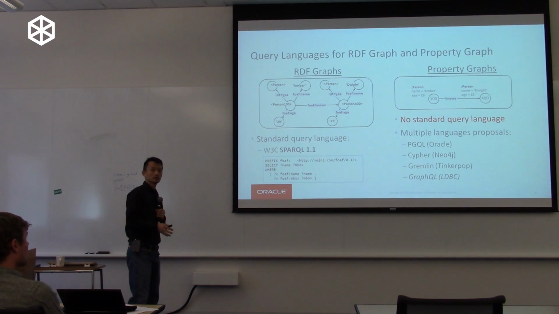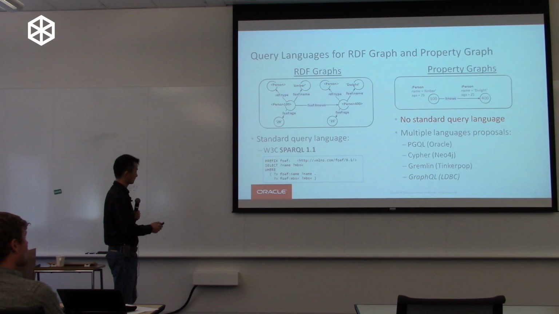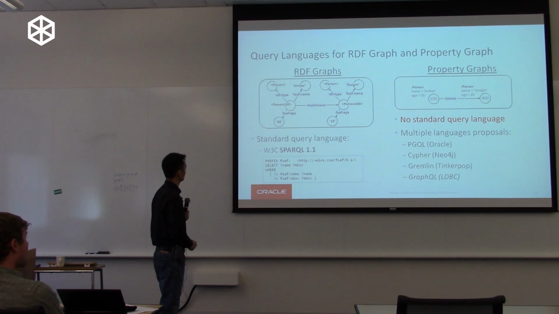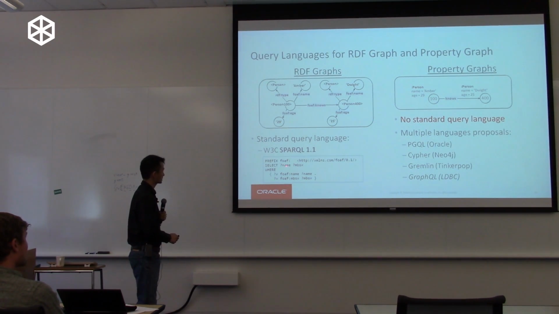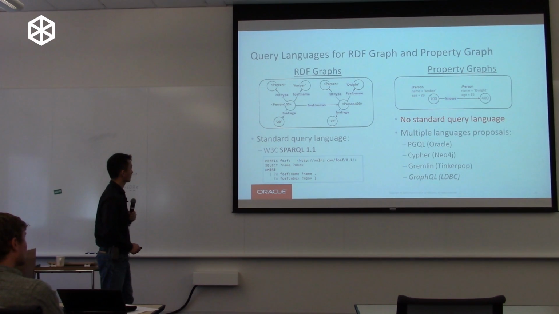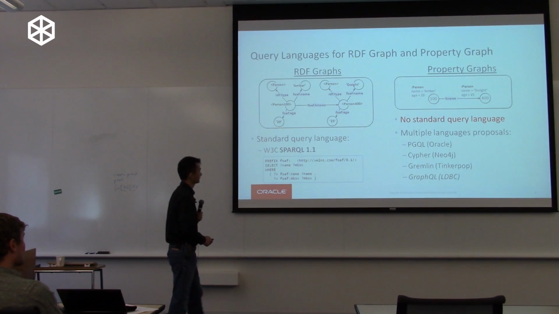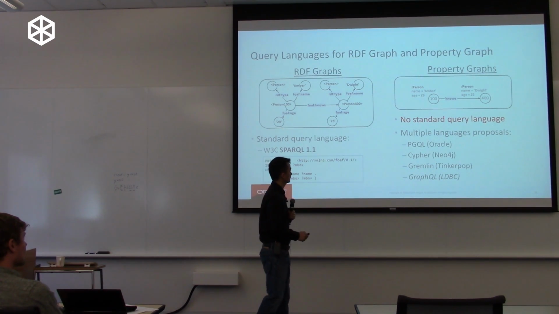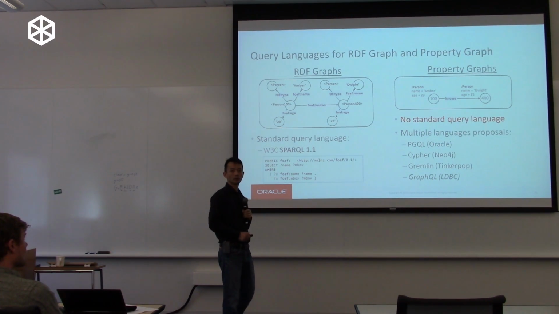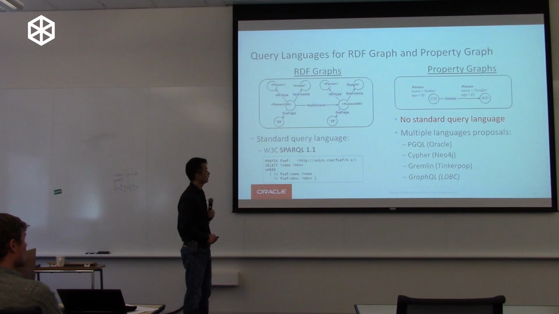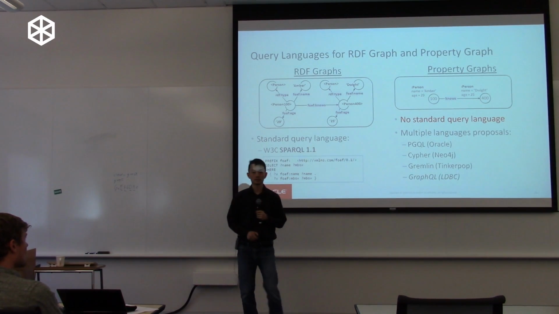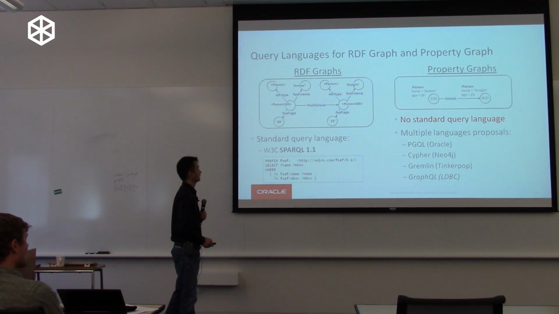Now let me zoom in on the query language a little bit. On the RDF side, we have the well-known SPARQL query. It's a standard from W3C. You have a select, you have your projection. The variables have a question mark before the variable name, and you have the query patterns. For property graph, there are quite a few language proposals out there. From Oracle, we stand behind PGQL, and from Neo4j, there's Cypher, and there's Gremlin and GraphQL. There are quite a few different proposals out there.